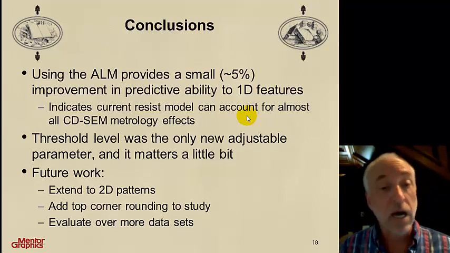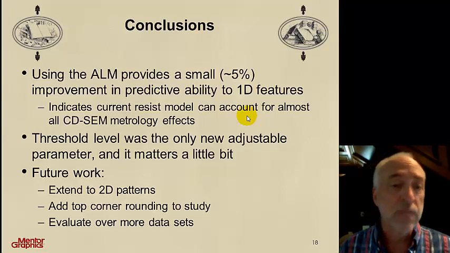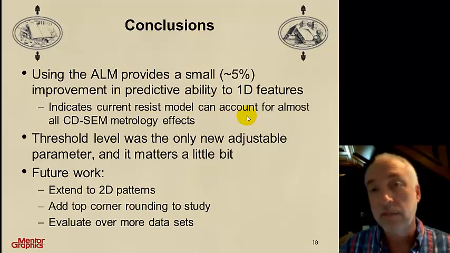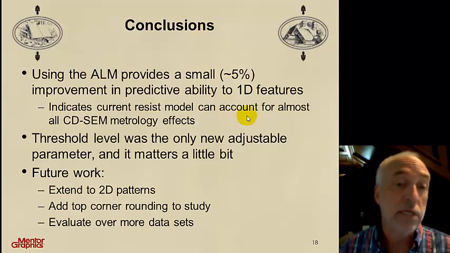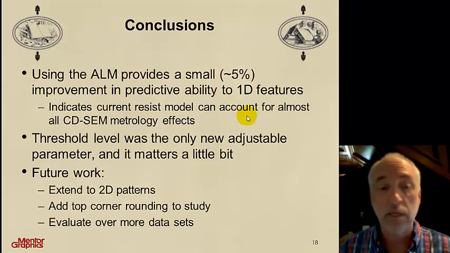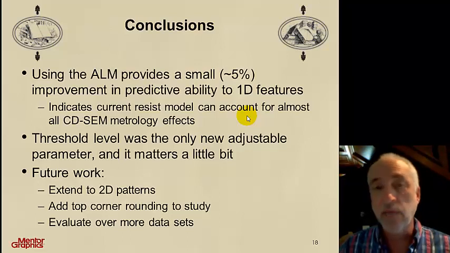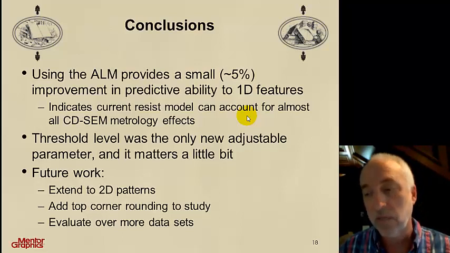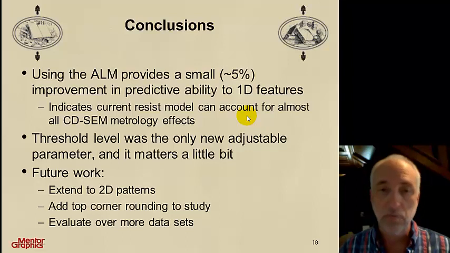Some future work. We plan to extend our metrology to 2D patterns, not just sticking with the 1D patterns we've done so far. We can easily add top corner rounding, and we will do that in a future study. And then we'd like to look at more data sets as well as the one data set we've looked at here to validate these results even further.